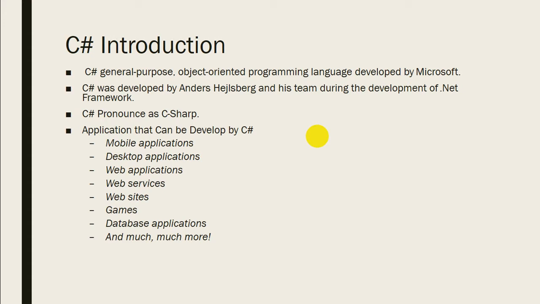So C# is a general purpose language. We can develop multiple applications along with the C# programming language, and C# is an object oriented programming language. So object oriented is another topic. It's an advanced topic. I will come up with object oriented with C# programming class.